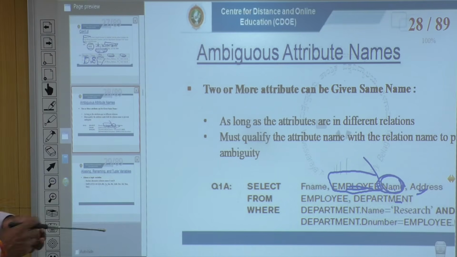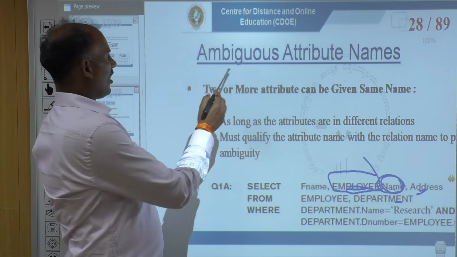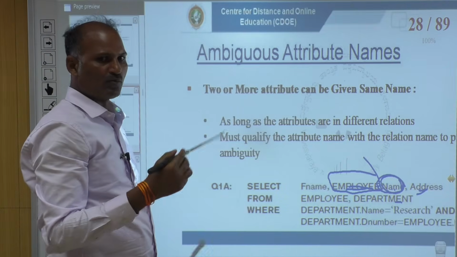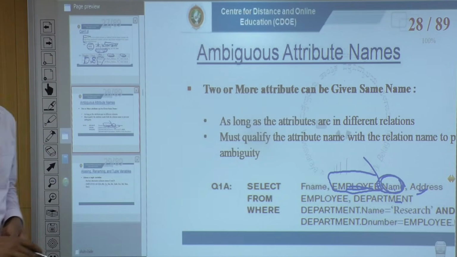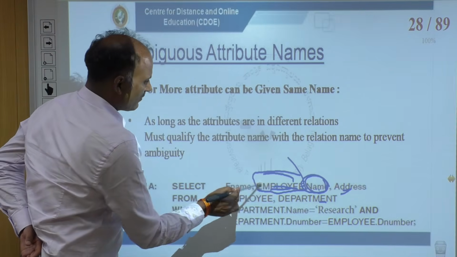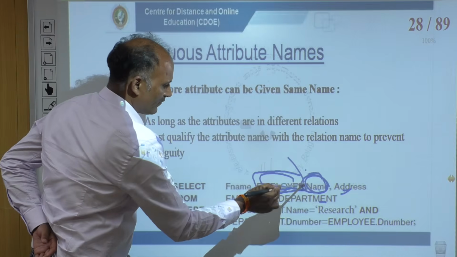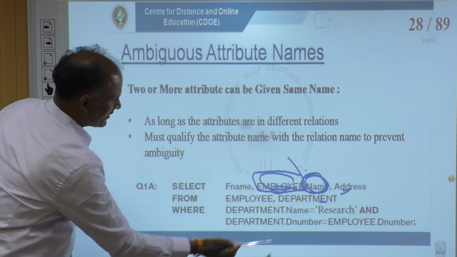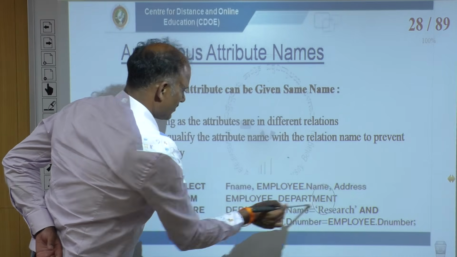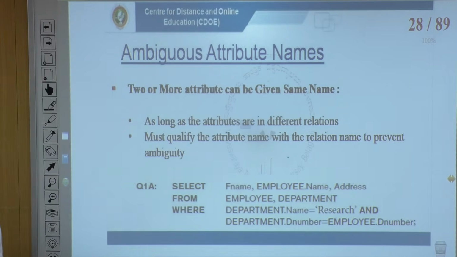This is what this query says. So, for ambiguous attribute names, when two or more relations contain the same field name, you can just mention the name of the table dot field name. In that case, it is going to display the data from the respective table.